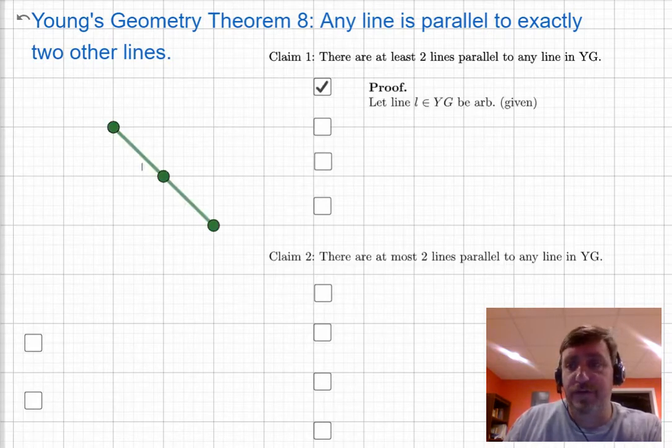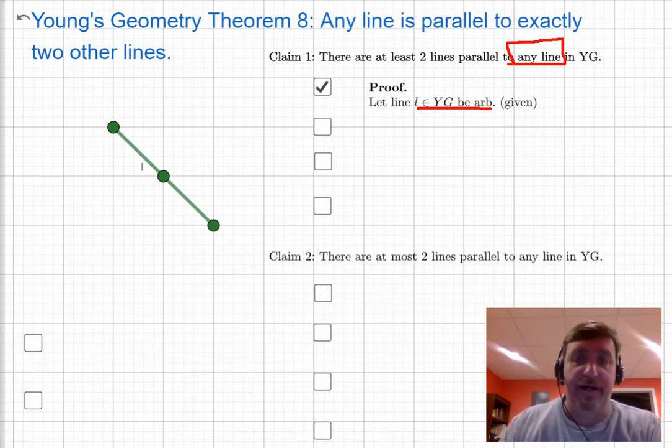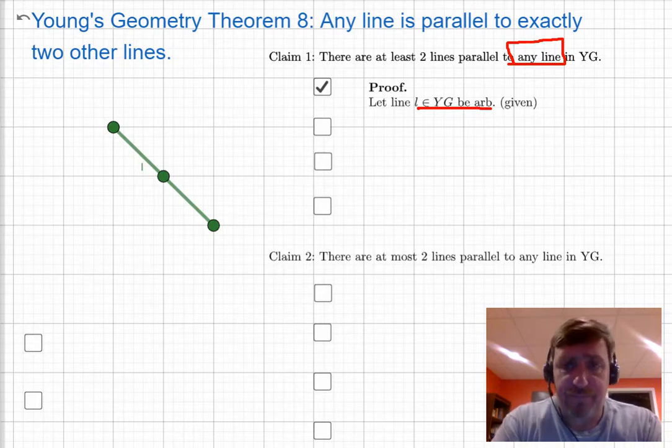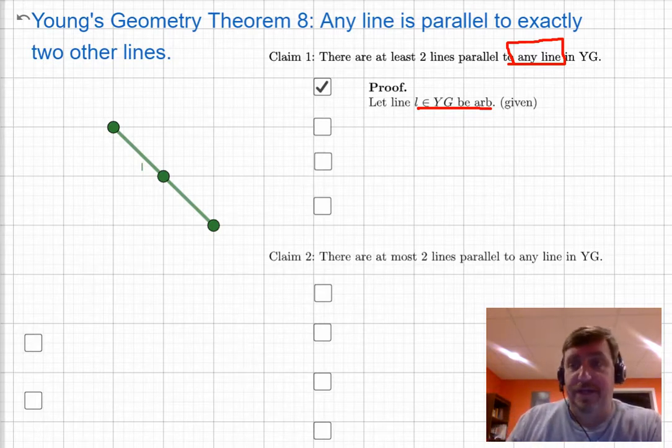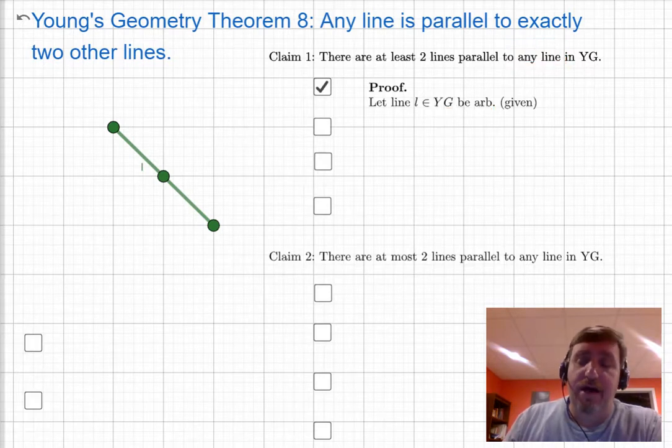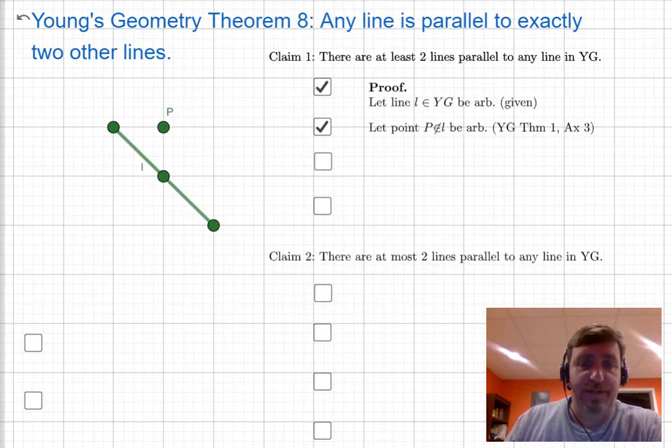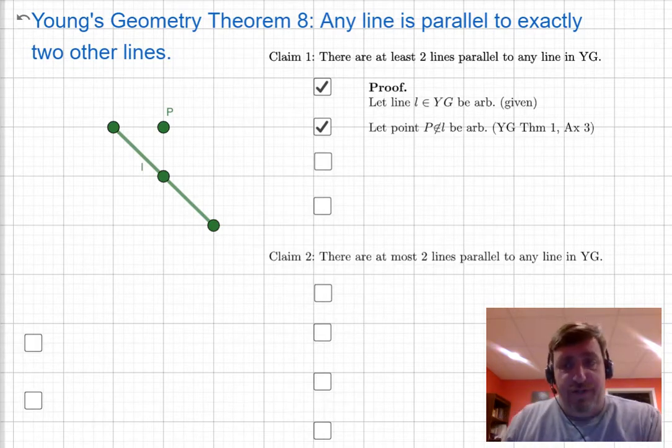First thing, we need to make sure that we take an arbitrary line. That's this part of the proof statement: it says that any line in Young's geometry is going to have at least two lines parallel to it. Well, let's take an arbitrary line. And now for our construction, I'm going to need a couple of things. So I need a point that's not on the line. You'll see why in just a minute.